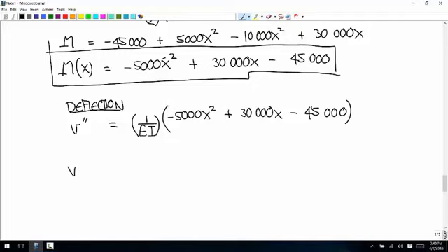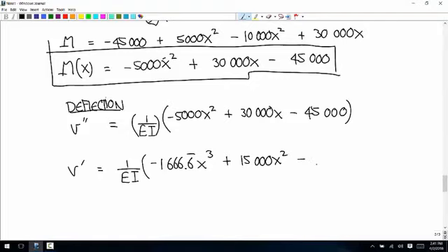Integrate that once, and you get v prime is equal to 1 over EI times the quantity negative 5,000 divided by 3, which is negative 1666.6 repeating, x cubed, plus 15,000 x squared, minus 45,000 x, and then plus some constant that we'll call C1. That's the constant of integration.